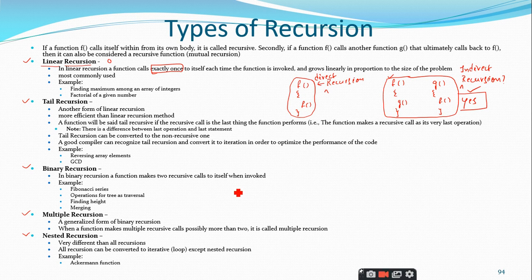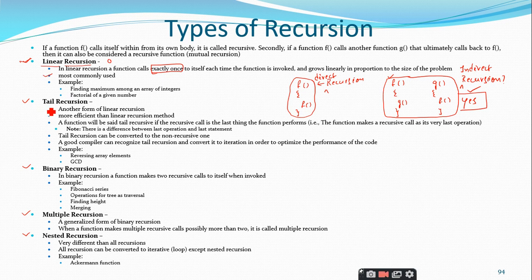Factorial of a given number is n into factorial of n minus 1. So it is calling the function factorial, that means it is calling itself exactly once. Therefore, the factorial of a given number is an example of linear recursion. And this is the most commonly used thing.